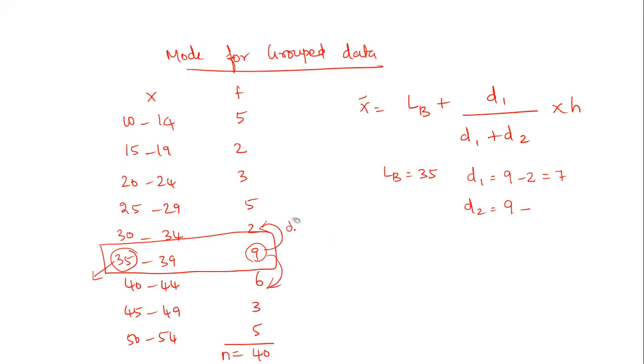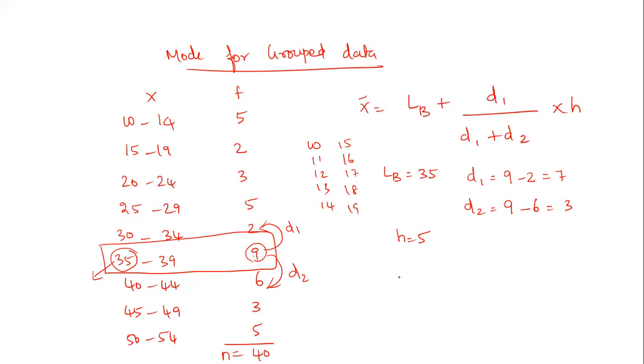D2 is the difference with the after value: 9 minus 6, which is 3. Then H is equal to 5. Here you see the difference between the ranges: 10, 11, 12, 13, 14, that is 5. Similarly, 15, 16, 17, 18, 19, that is 5. So that is H.